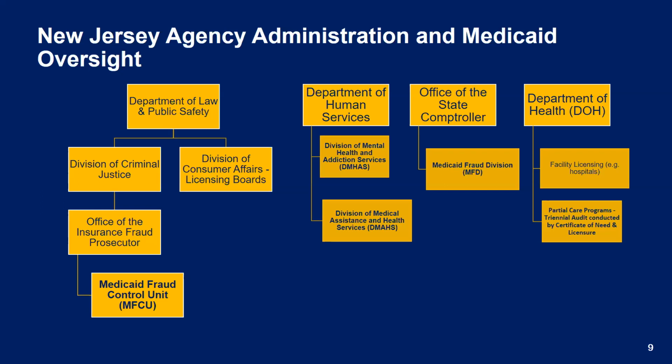And we'll learn more and talk more about the Medicaid Fraud Division later in this presentation. And last but not least, along the far right is the Department of Health, which contains facility licensing as well as the partial care program's triennial audits, which are conducted by Certificate of Need and Licensure. So that just gives a bit of an overview and includes many of the agency partners that you'll be hearing from today. And now I'm going to turn it over to David Helfand, who's the Assistant Director for the Office of Community Services at the Division of Mental Health and Addiction Services.